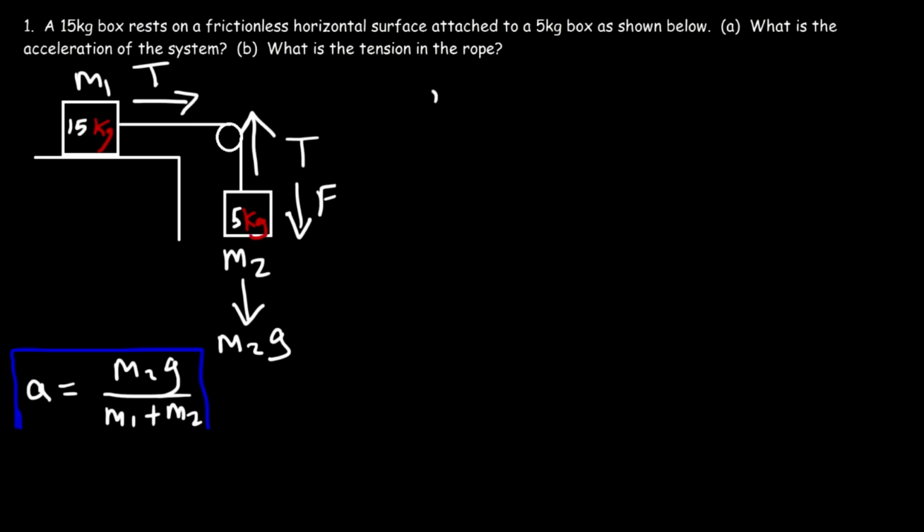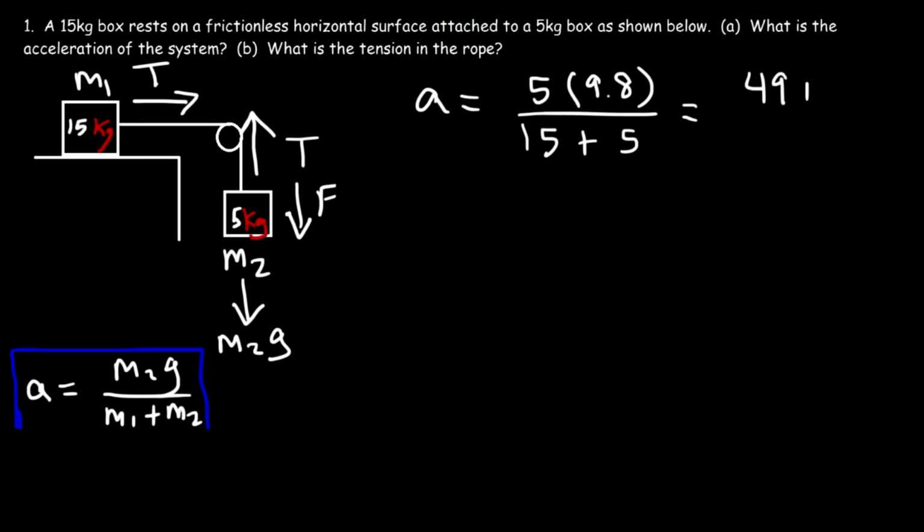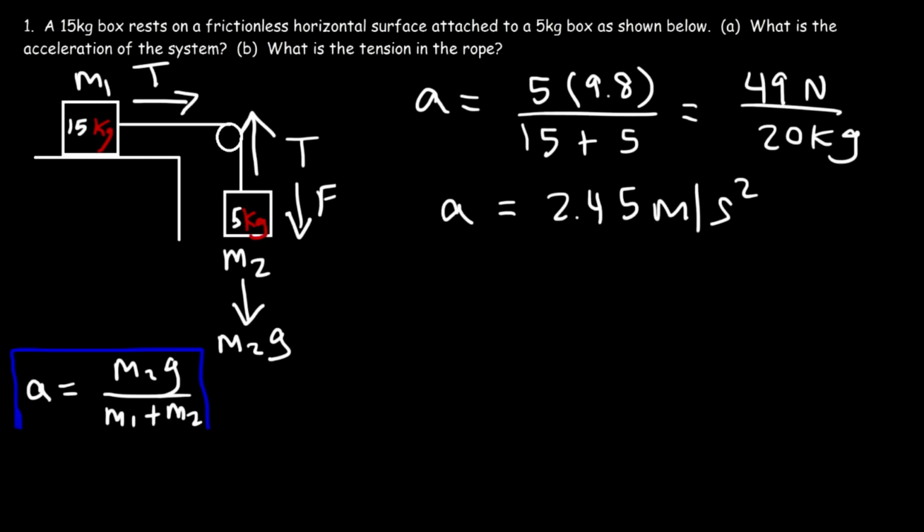So let's start with the acceleration. m2 is 5, g is 9.8, m1 is 15, m2 is 5. Now 5 times 9.8 is 49 newtons. 15 plus 5 is 20. So it's going to be 49 newtons divided by a total mass of 20 kilograms. And so the acceleration of the whole system is 2.45 meters per second squared.